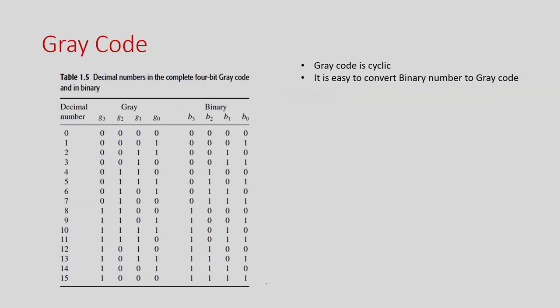So, let us try to explain this. Suppose your binary code, let me take this one, 1010. If I do an XOR of these two, it will be 1. If I do an XOR of these two, it will be 1. If I do an XOR of these two, it will be 1, and this will be 1, right? So, this was 10 in binary, and the corresponding gray is 1111, right? This is how I obtain it. This is my binary and this is gray.